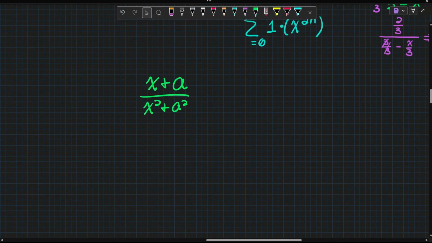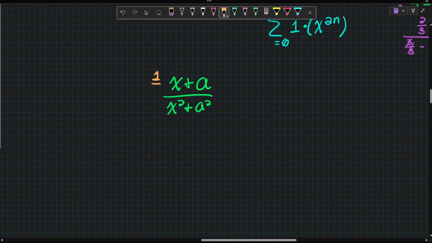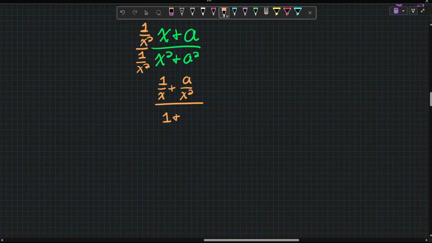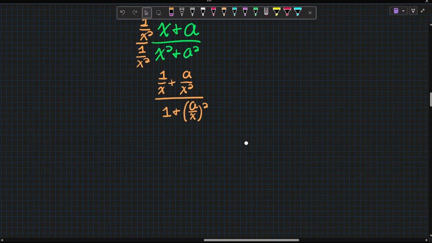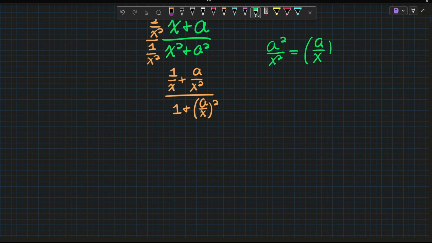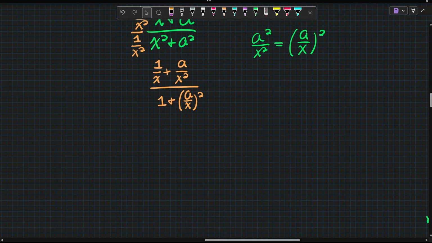Okay. Again, same tricks. You take the reciprocal, 1 over x squared. Alright, and then you get 1 over x plus a over x squared over 1 plus, I'm going to simplify a bit, a over x. Hopefully you can see how I did that. You would get the term a squared over x squared. The common power would be 2. So you get a over x to the power of 2.